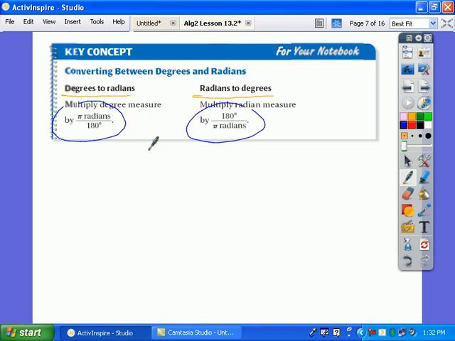Okay. And where do these numbers come from? Well, we already knew that. Pi radians is 180 degrees. 180 degrees is pi radians. This is just a conversion fact. It's nothing to get worked up about where these numbers come from. Okay. And so we're going to use this knowledge now to convert some non-standard angles.